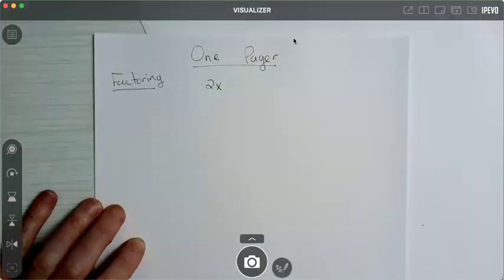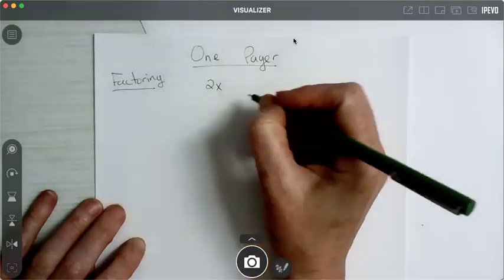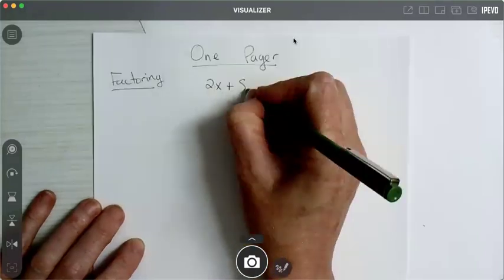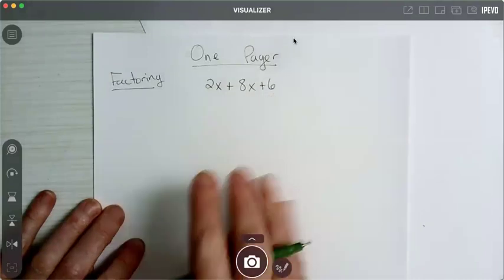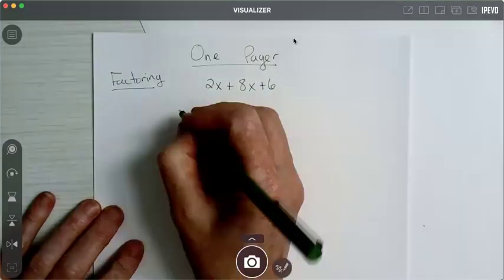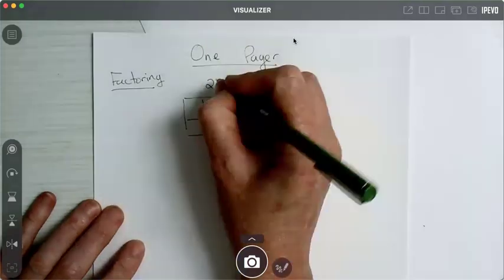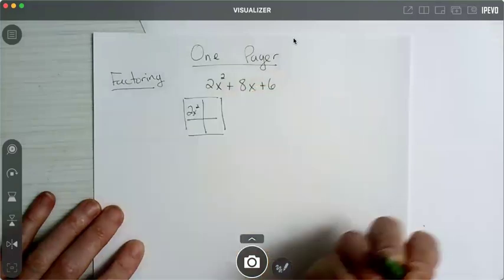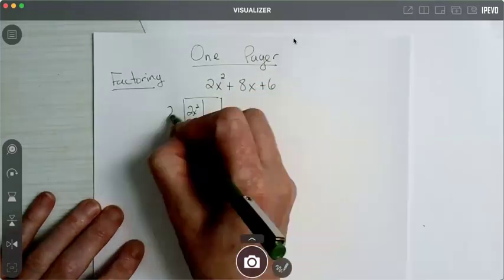And if you had something like 2x squared plus 8x plus 6. This is just an expression. Your strategies for factoring, you want to make sure you make yourself a box. Sorry, and that should have been 2x squared. You would put 2x squared here in the first box and 6 in the back, and then you're going to start breaking up your quadratic.